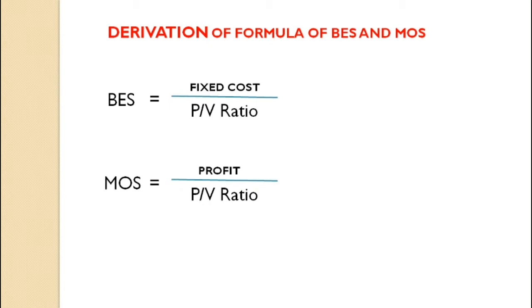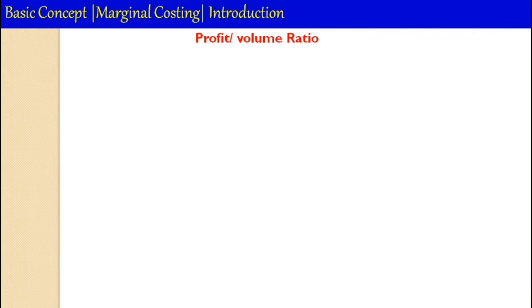Friends, as I have said in an earlier video, the basic equation of marginal costing is the source of all the formulas used in marginal costing. So we also derive these formulas from the basic equation of marginal costing. Now, before we derive the formula of break even sales and margin of safety, we have to know what PV ratio is. So let us understand the PV ratio.